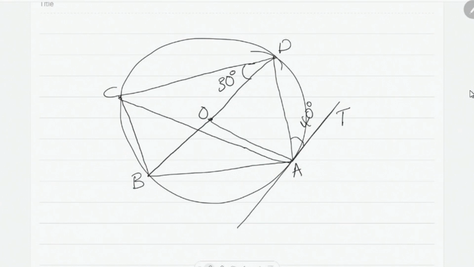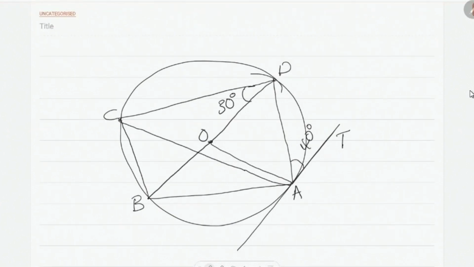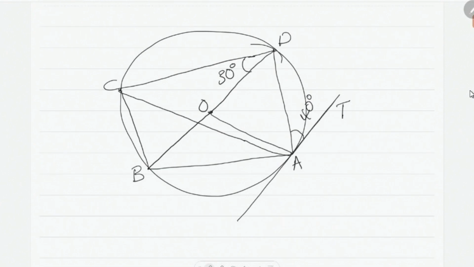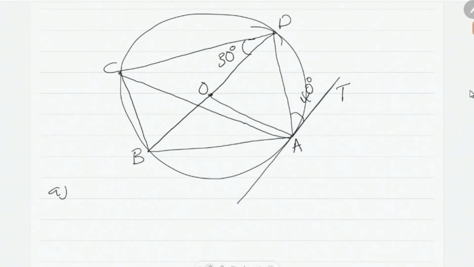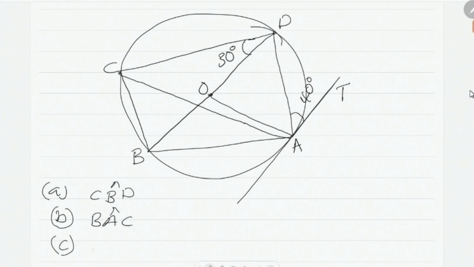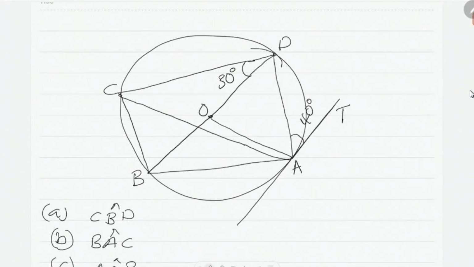All right, so we have 2 angles: angle DAT and angle CDB. Before we answer these 3 questions we are given, we are required to find the angle CBD. Then the other angle we need to find is BAC. And then the last angle is angle AOB. Before we look at these angles, I first of all want to talk about a few properties.